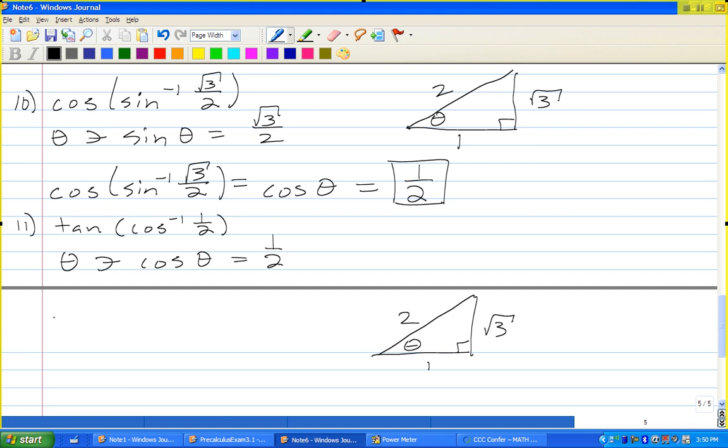So let's find the tangent of cosine inverse of 1/2, which is the tangent of theta, which is opposite over adjacent. And so this is equal to rad 3.